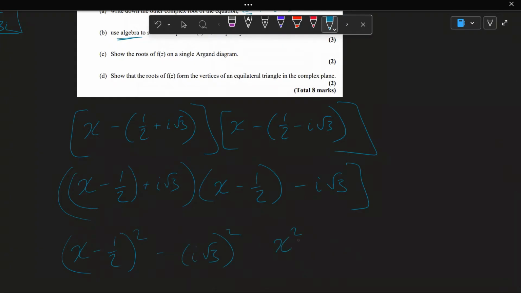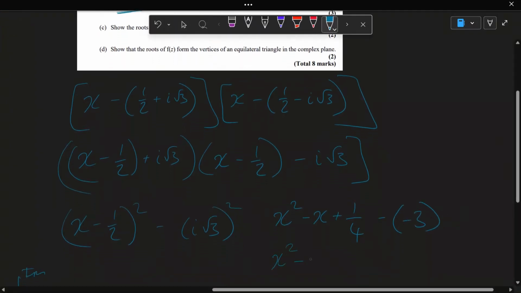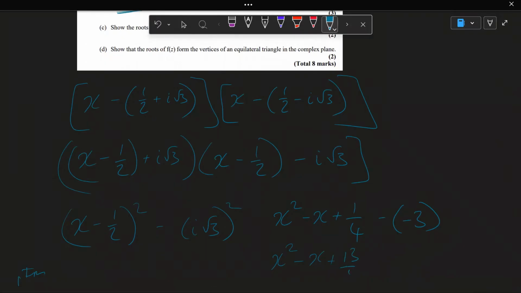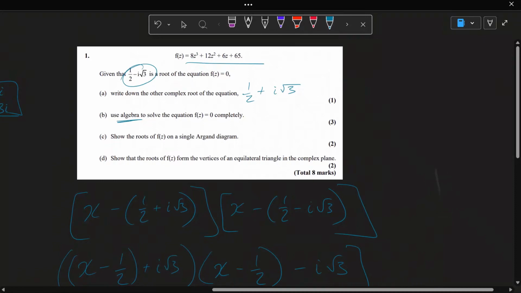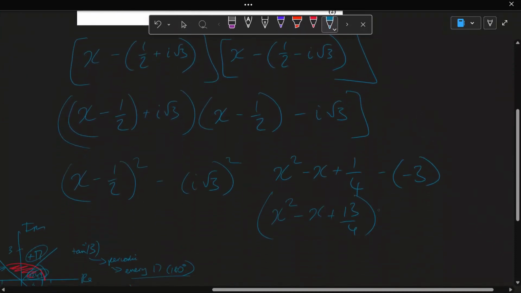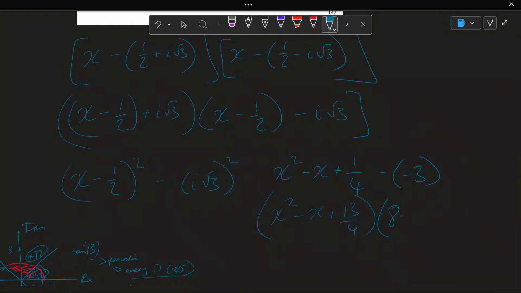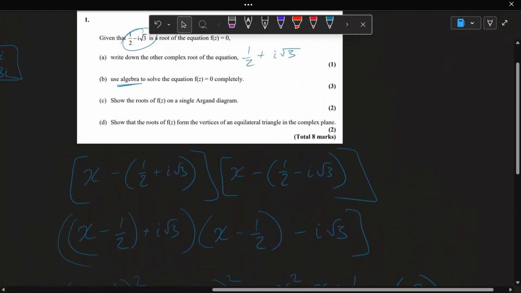This gives you x squared minus x plus a quarter, minus root 3i all squared. So root 3 squared is just 3, and i squared is minus 1, so minus 3. So you have x squared minus x plus 3 plus a quarter, so that's 13 over 4. And with our original equation, this will give us our factor with just x, so 8x plus 20 to get our 65 at the end.